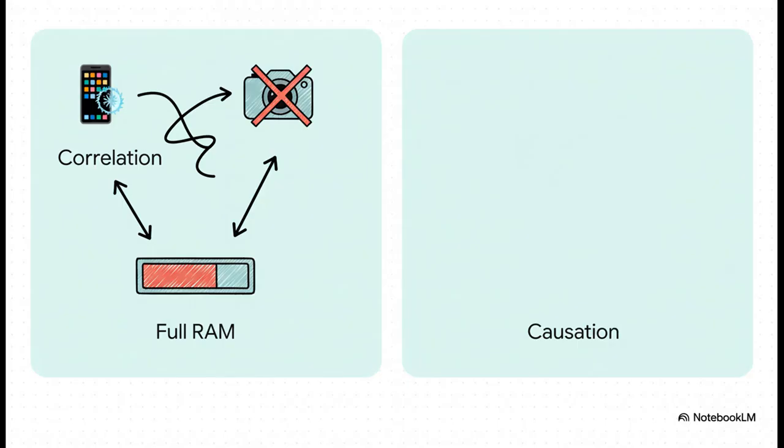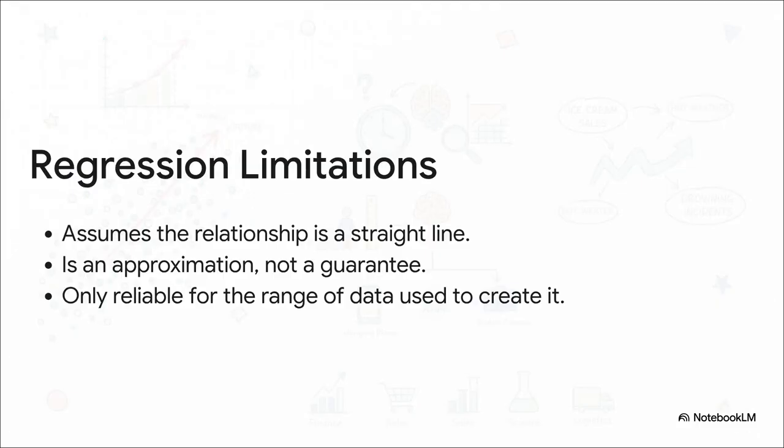Here's a perfect modern example. You might notice two things happening at once on your phone. It starts hanging, and the camera app won't open. Those two things are correlated. They happen together. But the hanging doesn't cause the camera to fail. The real cause, the hidden factor, is that your phone's memory is totally maxed out, and that one problem is causing both symptoms. And there are a few other limitations you've got to keep in mind.